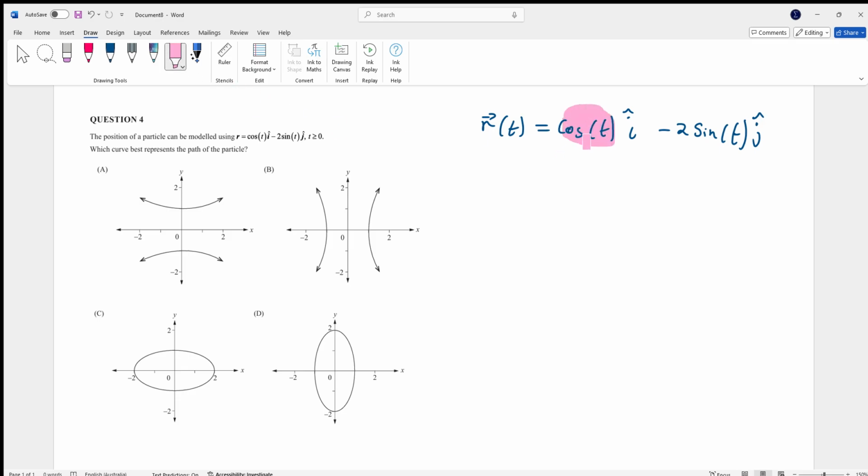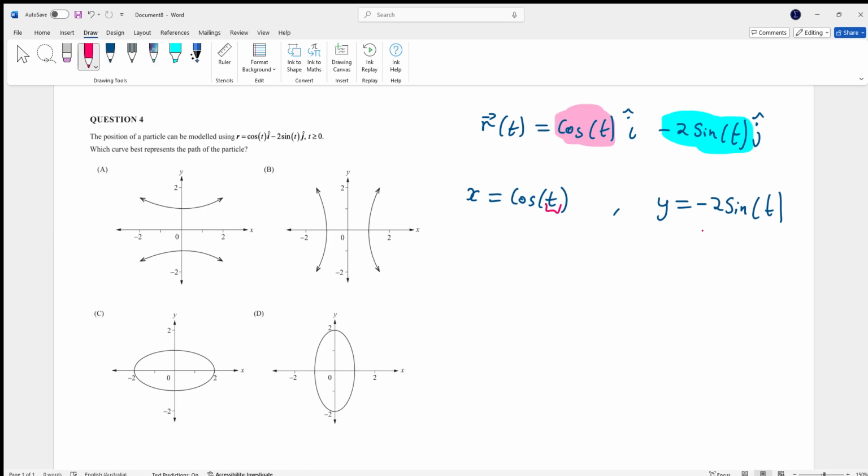Now, we can rewrite this equation in parametric form. Here, the i controls the x values, the horizontal movement, so x is equal to cos t. The j controls the y value, so y equals negative 2 sin t. Now, we want to combine these two equations such that the t is cancelled and it's just x and y. There are a lot of identities to use.